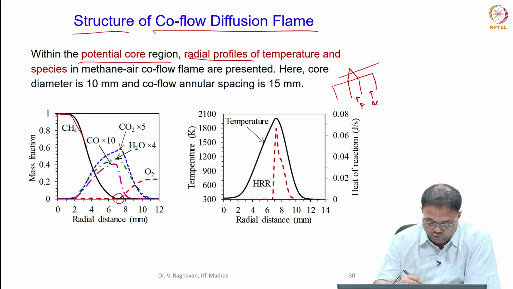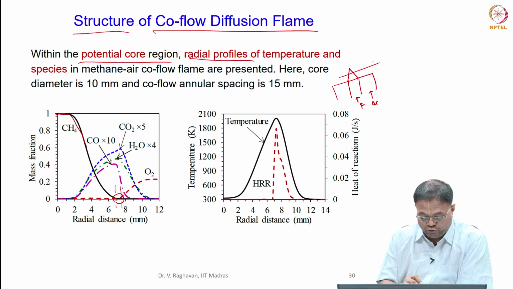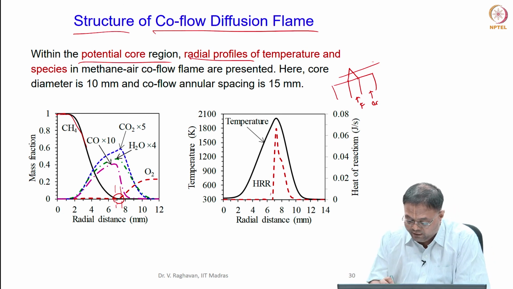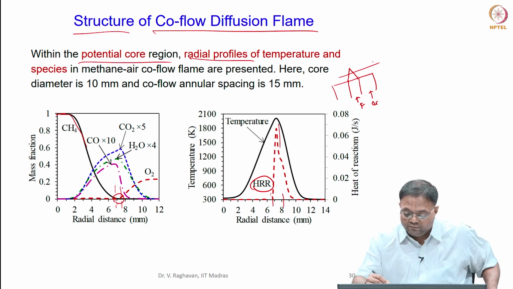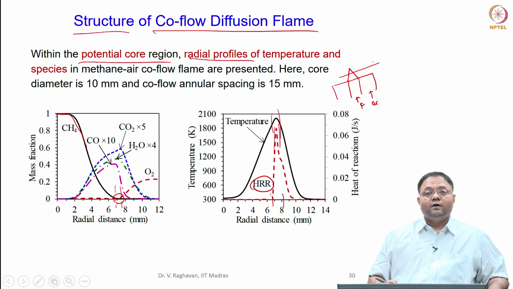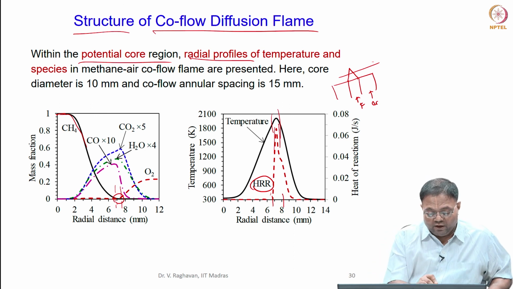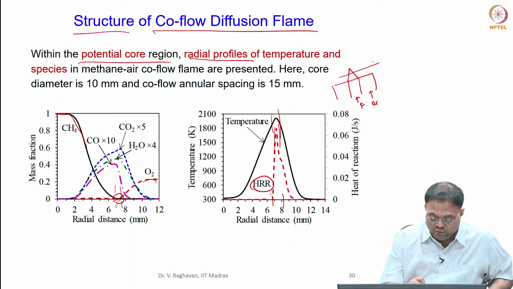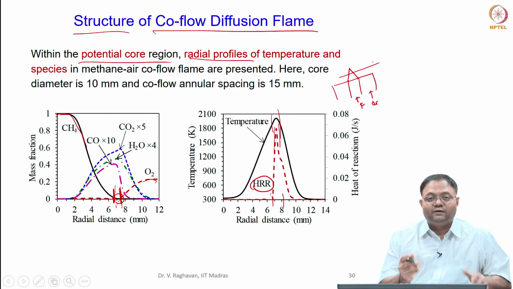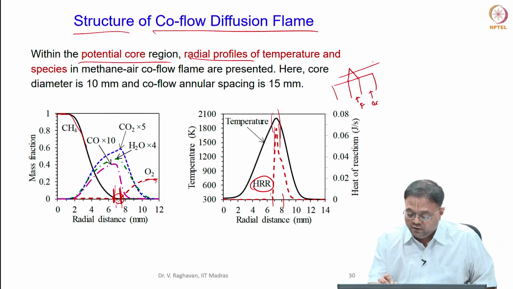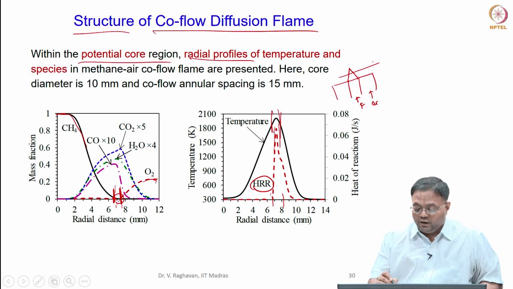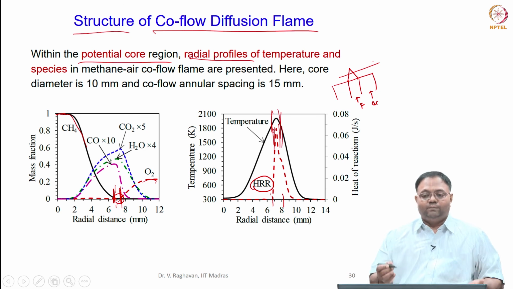So this is the flame zone. Some finite thickness we have to give for the flame zone, and you can see this is the position, about 7 to 8. In the same region, you can see the heat release peaking and the maximum temperature occurring. So when the fuel and oxidizer are consumed in some finite thickness, the maximum temperature and maximum heat release occur at that particular position.